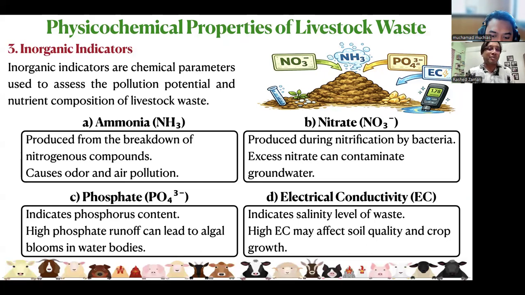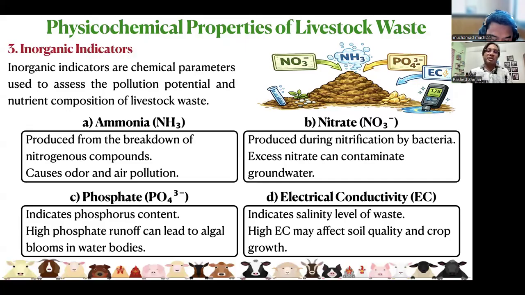Generally, if high phosphate runs off from the storage system to any nearby water sources, it can cause algal blooms. It can increase the number of algae in that water body. So excess phosphate is not good for the environment.